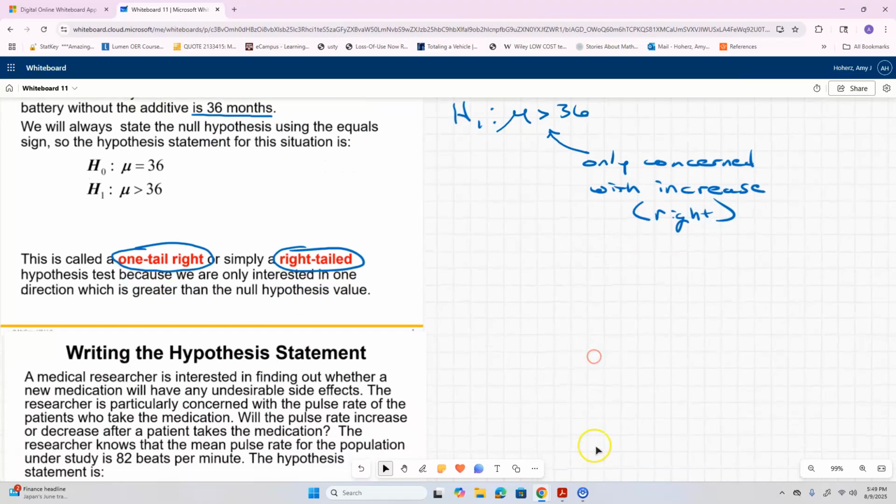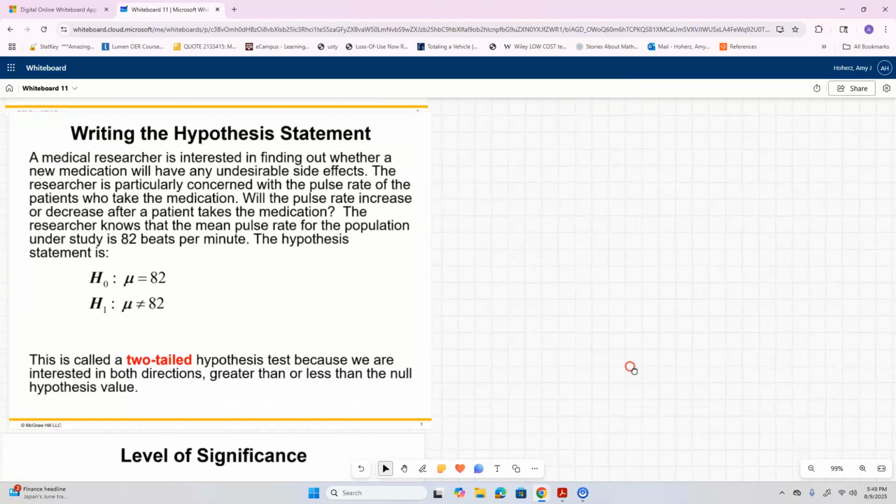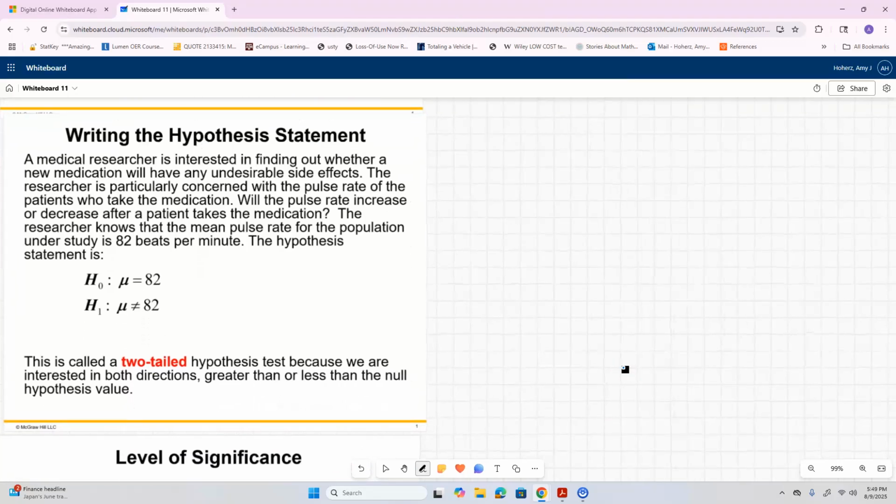All right, and then our last situation that could happen is a medical researcher is interested in finding out whether a new medication will have any undesirable side effects. They're particularly concerned with the pulse rate. So we have a new medication, that's our treatment in this case, and they want to know, is that going to affect the heart rate, the pulse rate rather, of the patients who take the medication? Will the pulse rate increase or decrease after the patient takes the medication? So they don't have a hypothesis about whether it's going to go up or down. They just are concerned that it might change, that it might go up or down.